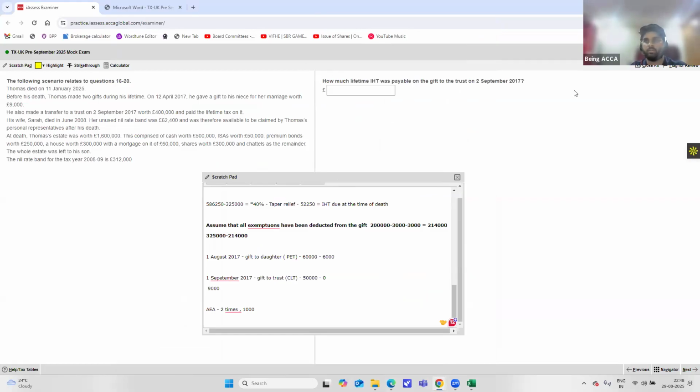This is very straightforward. I think out of all the questions that you've seen so far, this is the most straightforward question you can ever see. How much lifetime IHT was payable on the gift to the trust on 2nd September 2017? A gift was made worth 4,000 and he paid lifetime tax on it. So for a minor, you have to deduct the nil rate band. And after that, how much will you be taxing? He paid the lifetime tax on it. What will be the percentage that you'll be taking?